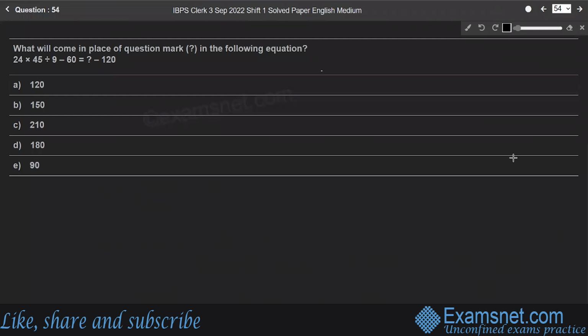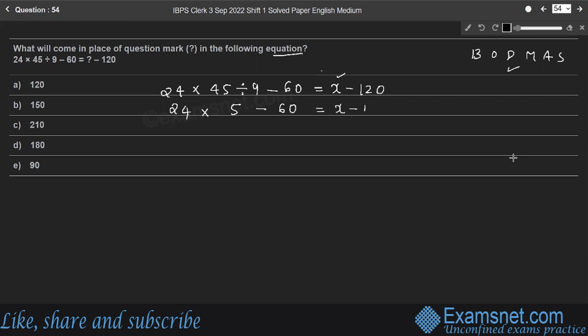Question 54. What will come in place of question mark in the following equation? So equation is 24 into 45 by 9 minus 60 is equal to X minus 120. Find the value of X. According to BODMAS, let us start with the equation by solving division part here. So 24 into 45 by 9 is 5 minus 60 is equal to X minus 120.